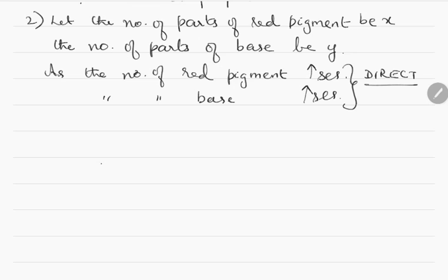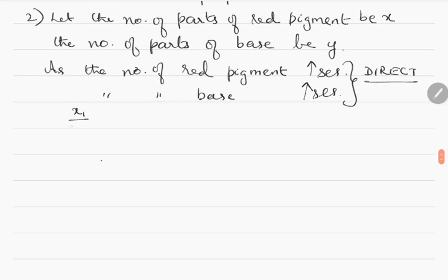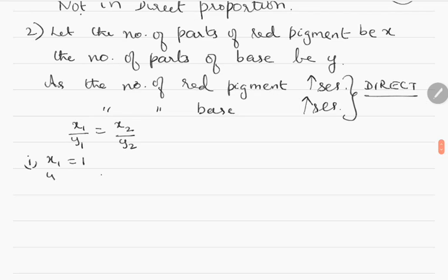So now we just have to check the proportion. It is x1 by y1, which is equal to x2 by y2. They have different values. So we'll have the red pigment different values to be x1, x2, x3 and so on, and the base different values of y1, y2, y3 and so on. So here number 1, the value of x1 is 1. This is the base value. The value of y1 is 8.